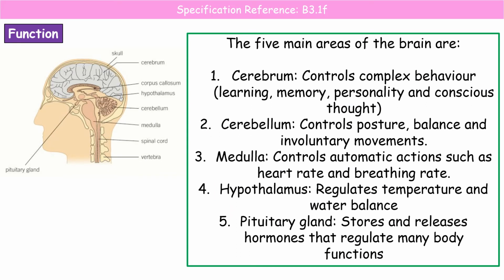What we're going to be doing today then is having a look at the brain. So the regions of the brain, what they do, and also how we investigate the brain and the problems with that. So as far as you're concerned, there are 5 key regions of the brain that you need to remember. The cerebrum, the cerebellum, the medulla, hypothalamus, and the pituitary gland.